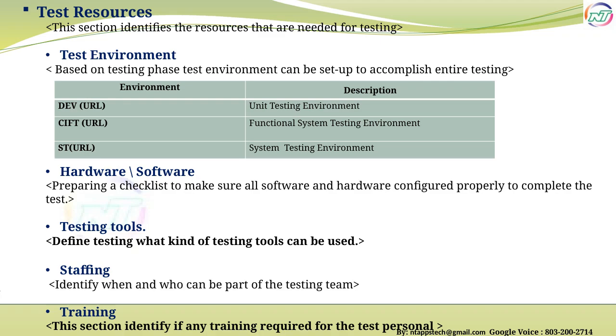Staffing plans must identify who will participate in the testing team and when they will be involved, to maintain clear roles and responsibilities throughout the process. If necessary, training should be provided so everyone understands the tools, procedures, and objectives. For environments, we typically use Dev for unit testing, SIFT for functional system testing, and ST for system testing, each accessible via their respective URLs. This structured approach helps us manage resources effectively, keeping testing organized, efficient, and aligned with agile best practices like collaborative roles and iterative feedback.